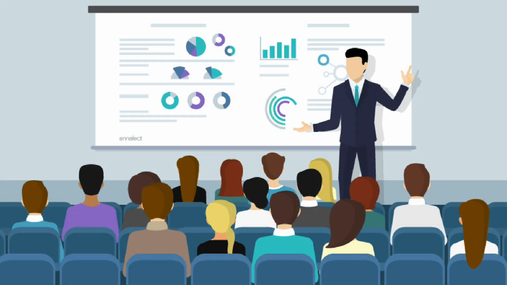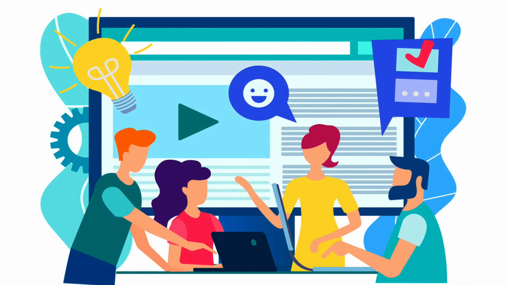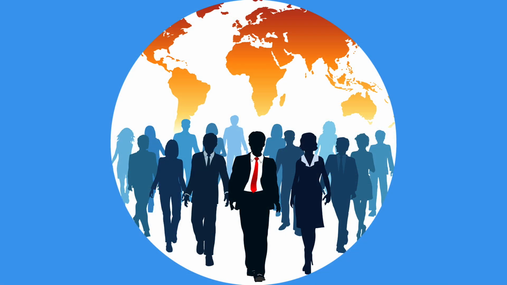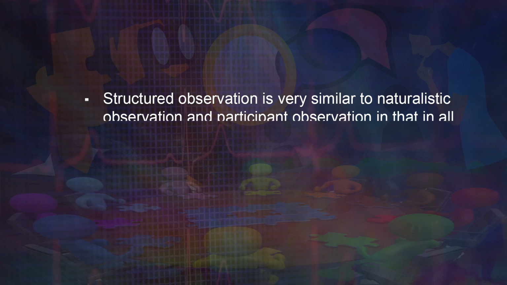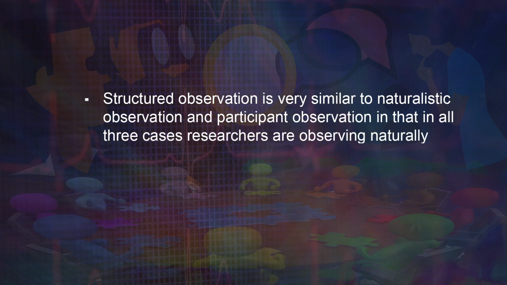Alternatively, the researcher may observe people in a natural setting, like a classroom setting, that they have structured in some way. For instance, by introducing some specific task participants are to engage in, or by introducing a specific social situation or manipulation. Structured observation is very similar to naturalistic observation and participant observation in that in all three cases researchers are observing naturally occurring behavior. However, the emphasis in structured observation is on gathering quantitative rather than qualitative data.